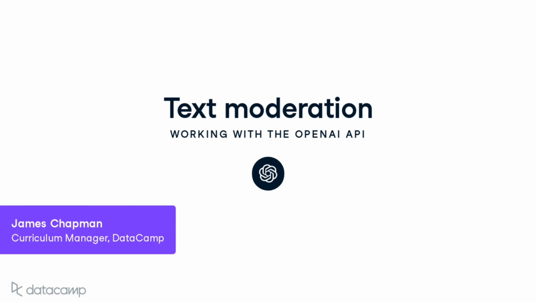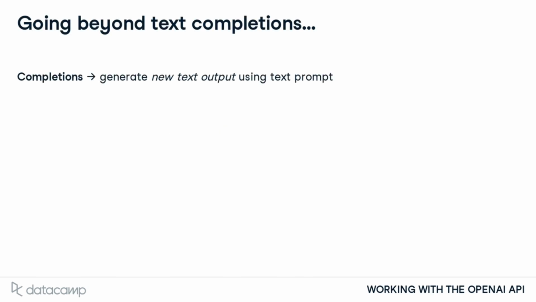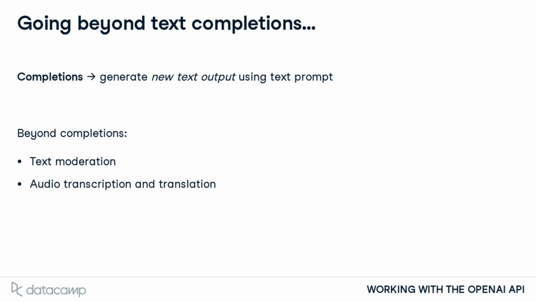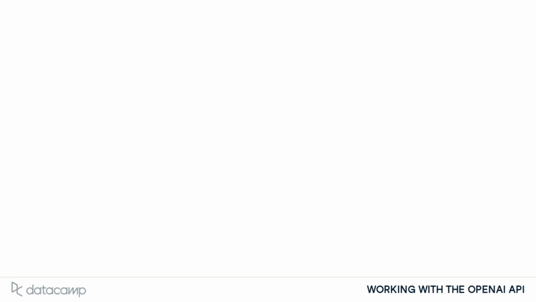Up to this point, we've used OpenAI's models for completing text in some way, whether it's answering questions, classifying statements, or editing text. In this chapter, we'll go further into the API's capabilities, including text moderation, audio transcription and translation, and even combining models together.